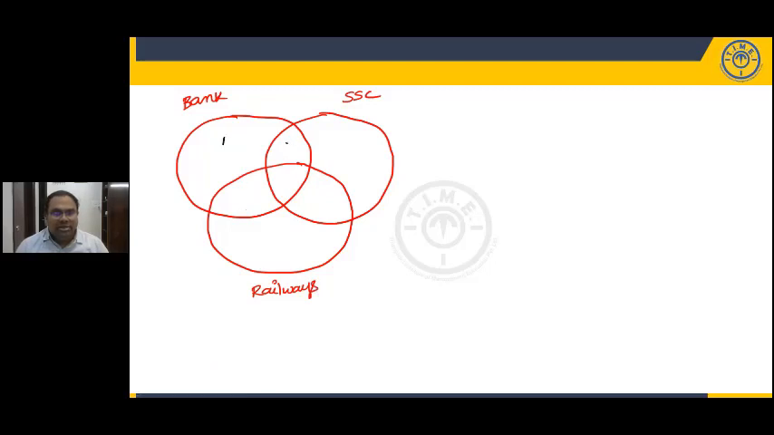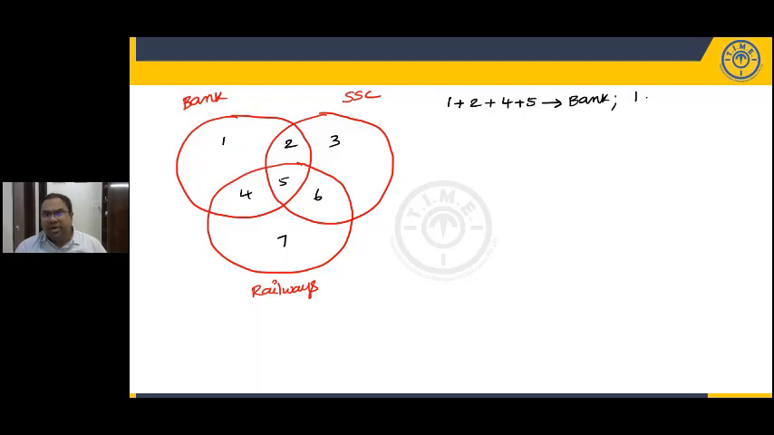Region 1, Region 2, Region 3, Region 4, Region 5, Region 6, Region 7. You can see 7 different areas. You have to understand this one. What is 1 plus 2 plus 4 plus 5? Don't add and tell me it's 12. I'm not asking numbers. If I add these 4 regions, 1, 2, 4, 5, it is equal to bank.